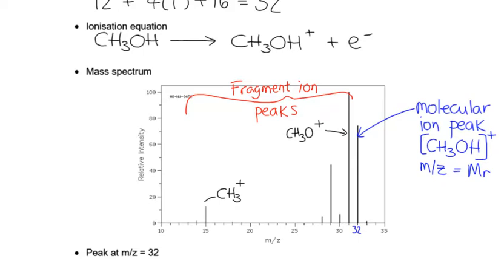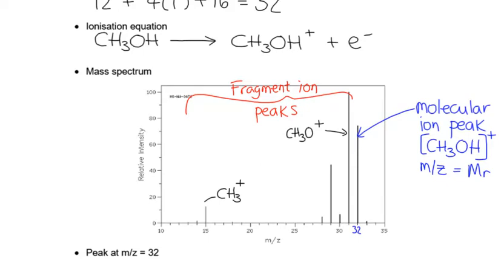You will not be expected to identify large numbers of these peaks because we don't always know what some of them are. They're caused by rearrangements, bits sticking back together inside the machine. So we wouldn't want you to be labelling everything. If they ask you to label a peak, it will be an obvious one.